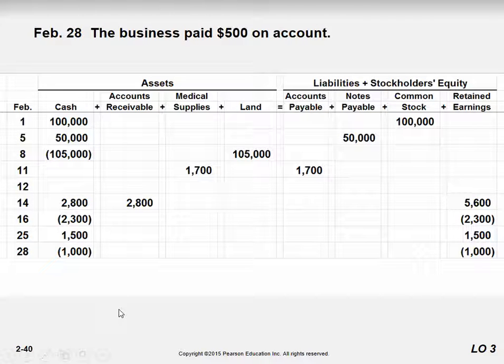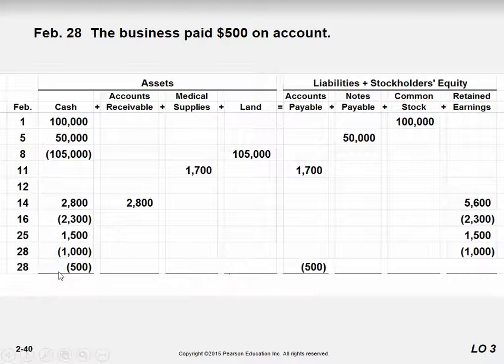Business paid $500 on account. When you pay on account, notice it's pay on account. That means the on account is going to be an accounts payable. If you receive on account, that means accounts receivable is going to be impacted over here. But this is not received on account, this is paid on account. So what you'll see is cash dropping $500 because you paid $500, and you'll notice that accounts payable also drops. So it's kind of good. Your cash went down, but now you owe less.